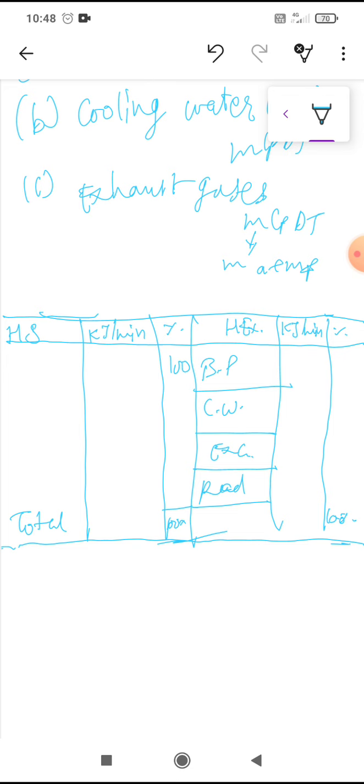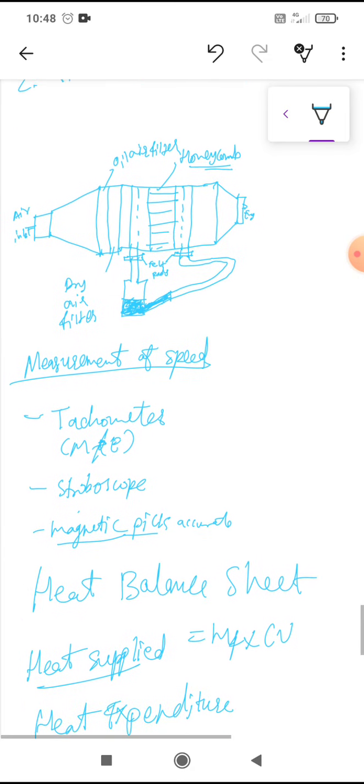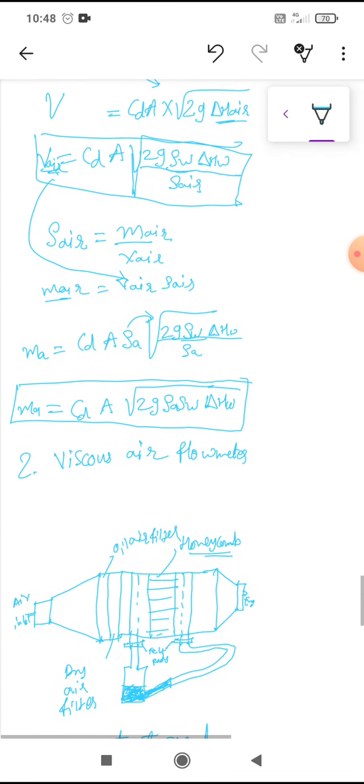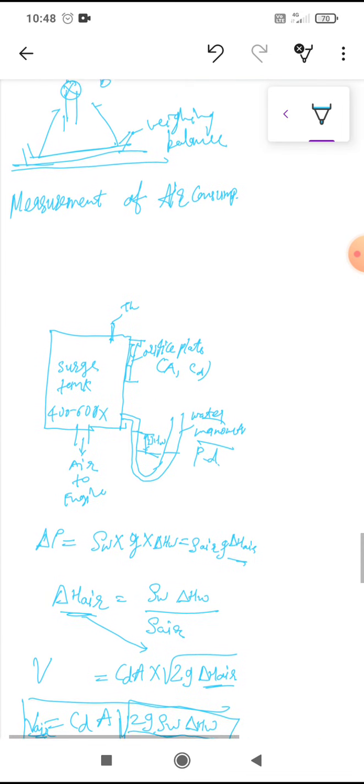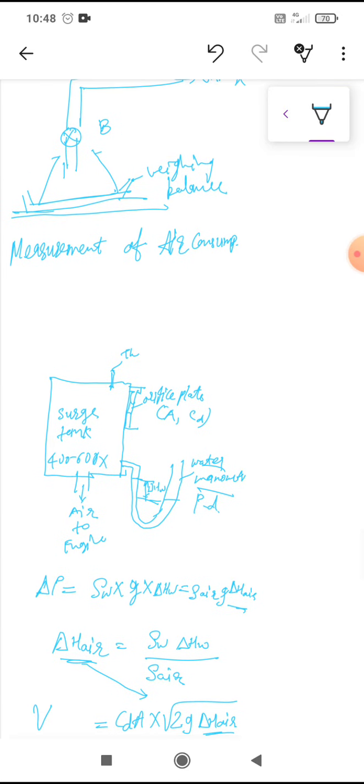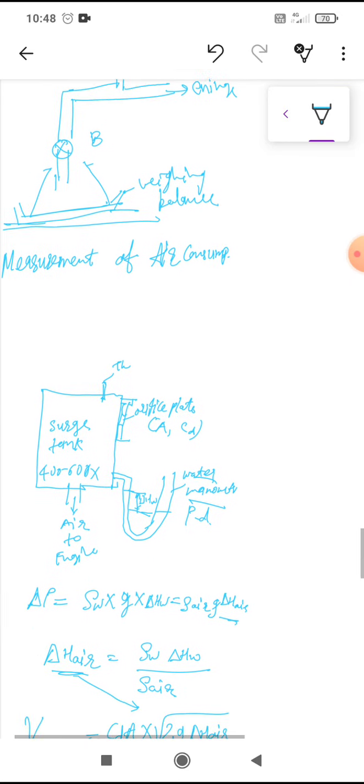So I hope you understood all of this heat balance sheet, what we were taught today, the viscous airflow meter and other flow meters to measure the air consumption.